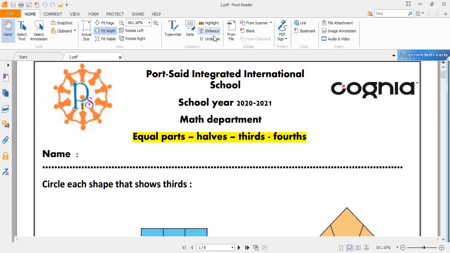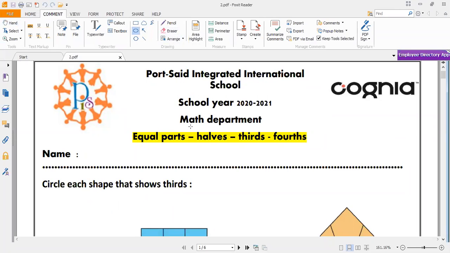Who can tell me the meaning of halves? Raise your hands. Don't answer without permission. Do you remember? Yes, go ahead Ahmed. What's the meaning of halves? Half means two equal parts. Good job. The halves, two equal parts. The word equal is very important, okay? Two equal parts. Now, the thirds.